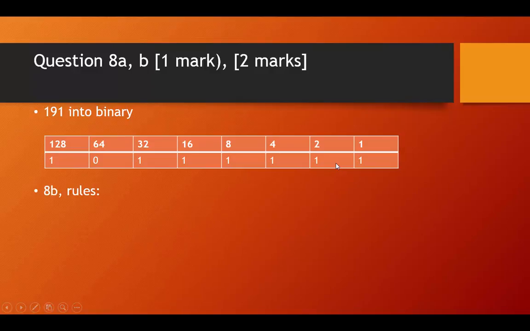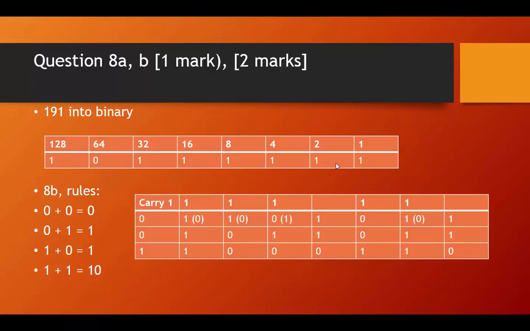1 mark. Question 8b is the addition. So we need to know the following rules. Once we know the rules, straightforward. 0 plus 0 is 0. 0 plus 1 is 1. 1 plus 0 is 0. Sorry, 1 plus 0 is 1. And then 1 plus 1 is 1, 0.